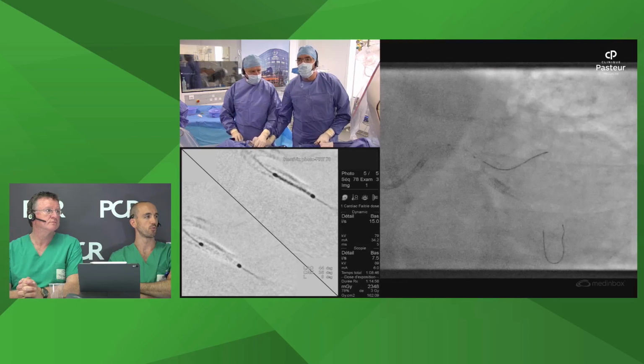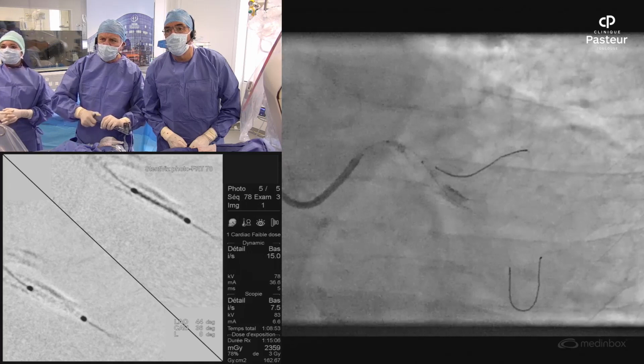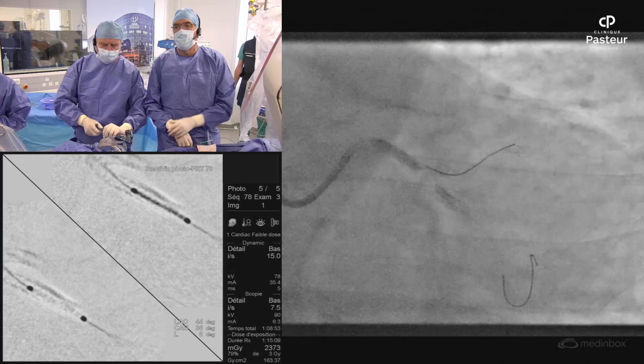Testa. So it should be proximal tomorrow to the bifurcation. Oh, it's okay. Huh? It's okay here? Yeah. Okay, go on. No, it's okay. You are proximal, right, to the bifurcation. Okay. And here we can use the 20 atmospheres.